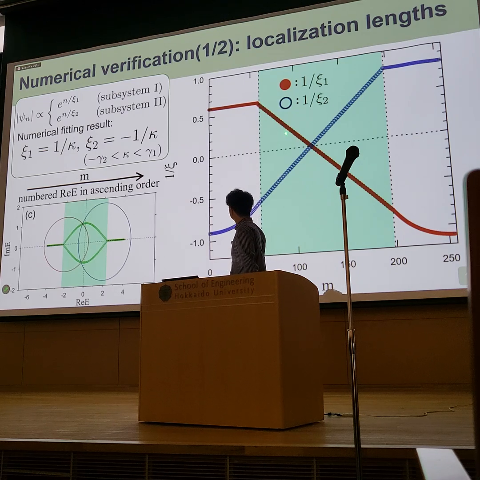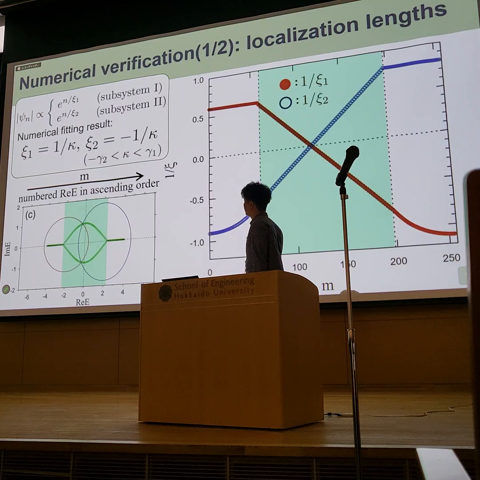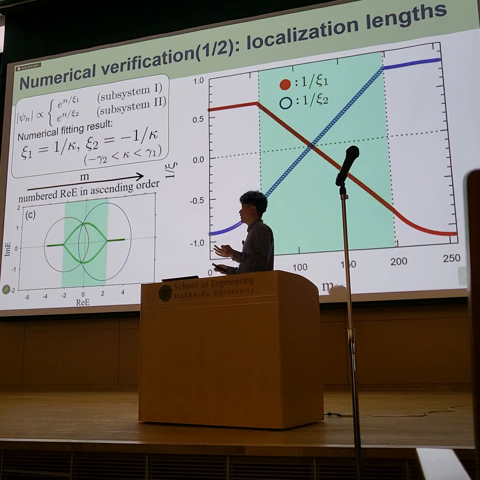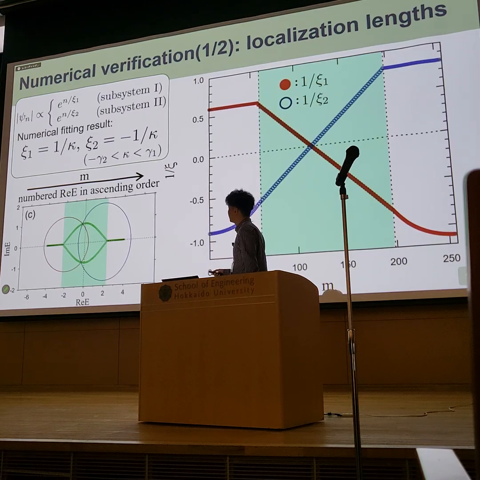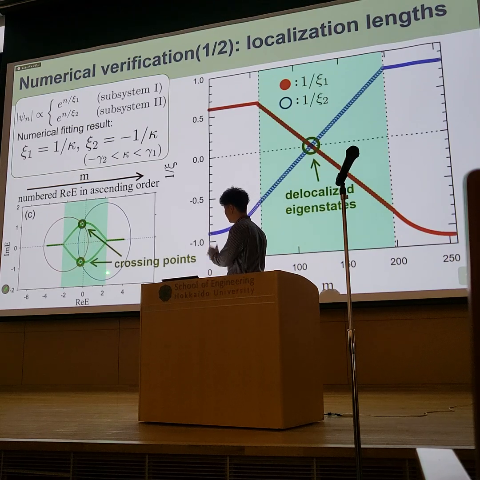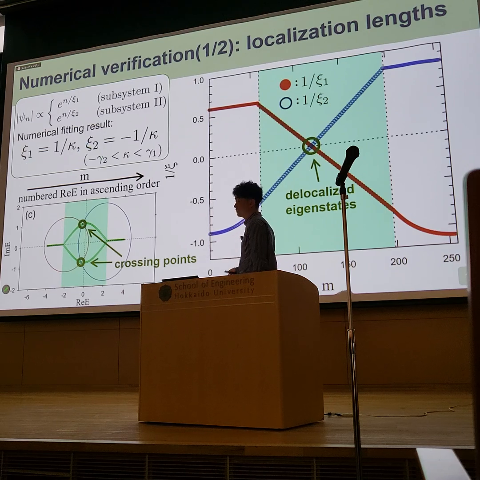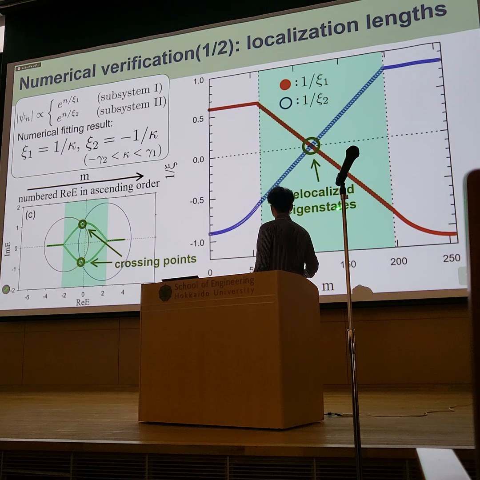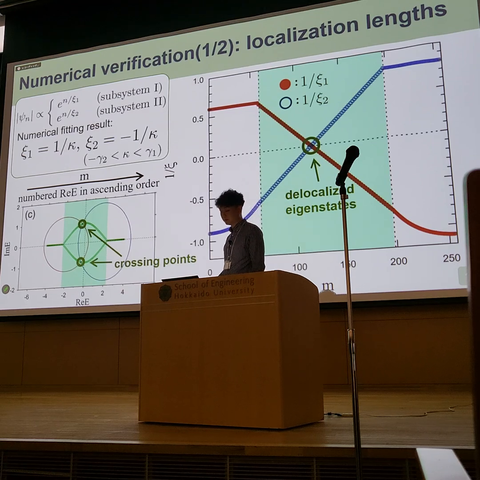And remarkably, the absolute value of the localization length is actually the same, even though the parameters for each subsystem, for example, T and gamma and epsilon, are different. This is one of the unique properties of the non-Hermitian proximity effect. Further, let's focus on the eigenenergies appearing at the crossing points. Since the value of kappa is 0 here, both localization lengths xi1 and xi2 diverge, with corresponding eigenstates delocalized. This result also aligns with our analytic result.